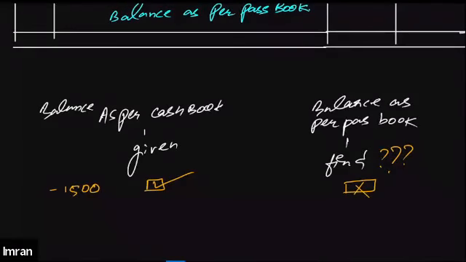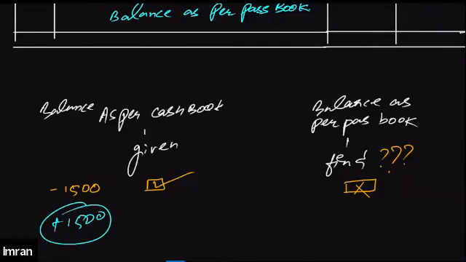Amount of rupees 1500, which is not required to be deducted, I have deducted it. Now to rectify the problem, what am I required to do? What should I do? Tell me, anyone. Shall I add this back? Shall I add 1500 to the cash book? Will it resolve the problem? Yes or no?